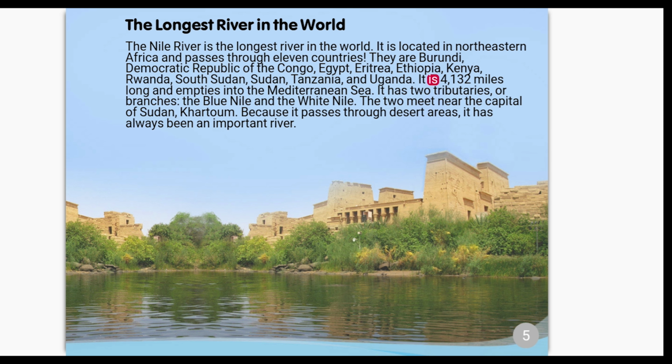It is 4,132 miles long and empties into the Mediterranean Sea. It has two tributaries or branches, the Blue Nile and the White Nile. The two meet near the capital of Sudan, Khartoum. Because it passes through desert areas, it has always been an important river.